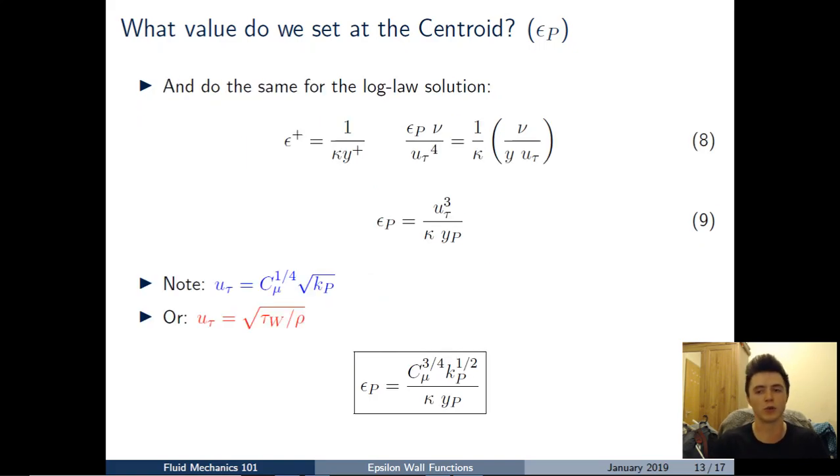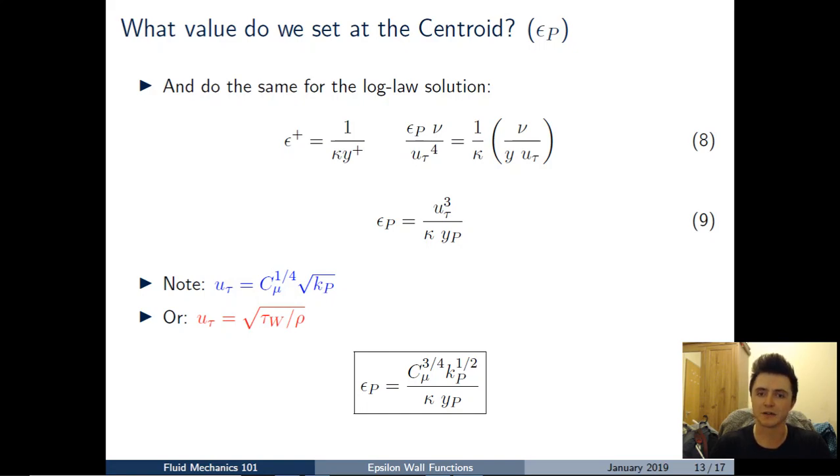So starting off with equation 8, epsilon plus is 1 over kappa multiplied by y plus, and if we substitute in the dimensioned quantities for epsilon plus and y plus in equation 8, and we do some rearranging, we arrive at equation 9. So if our cell is in the logarithmic region, then epsilon sub p is equal to the friction velocity, u sub tau cubed, divided by kappa times the distance yp, that's the distance normal to the wall again.